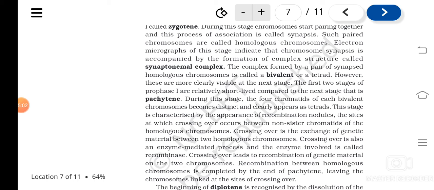Understood? And if two homologous chromosomes each have sister chromatids, between two different chromosomes of the homologous pair they exchange fragments. The chromatids of two different chromosomes of a single homologous pair are known as what? Non-sister chromatids. So crossing over is the major event in pachytene. Then comes what? Diplotene.